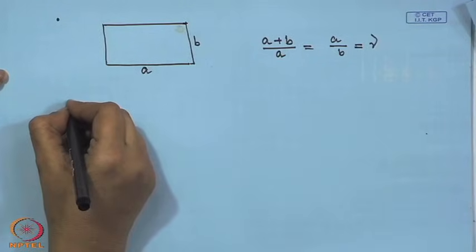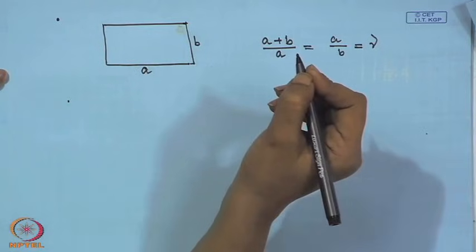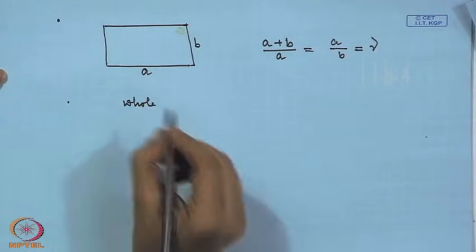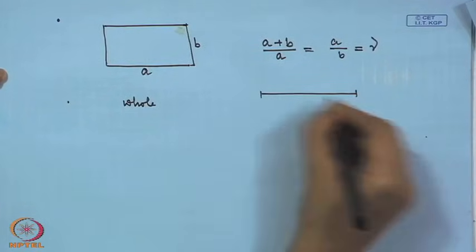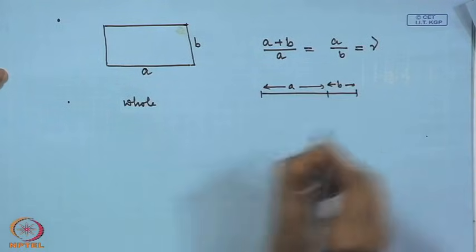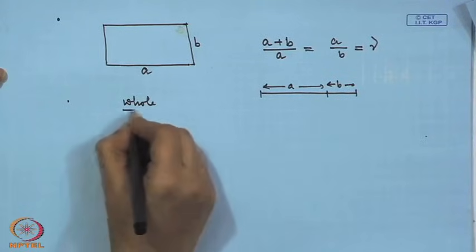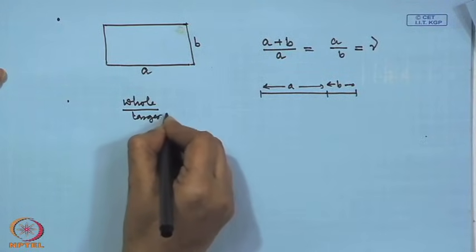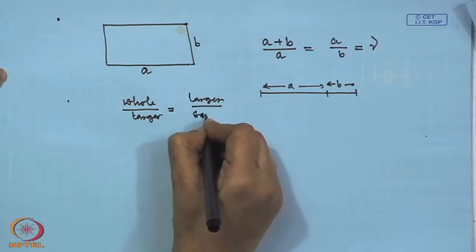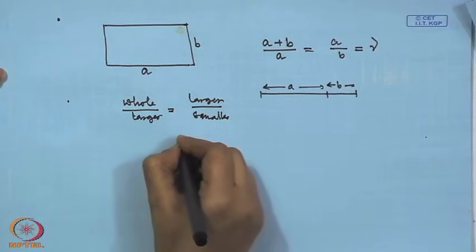And another fact, if we go back to the history of the golden ratio, it has been mentioned in Euclid geometry that if we divide a line segment into two unequal parts, where the whole is the whole line, the larger part is A and the smaller part is B, then the length of the whole divided by the larger part is equal to the length of the larger divided by the smaller. That ratio again would be equal to gamma.